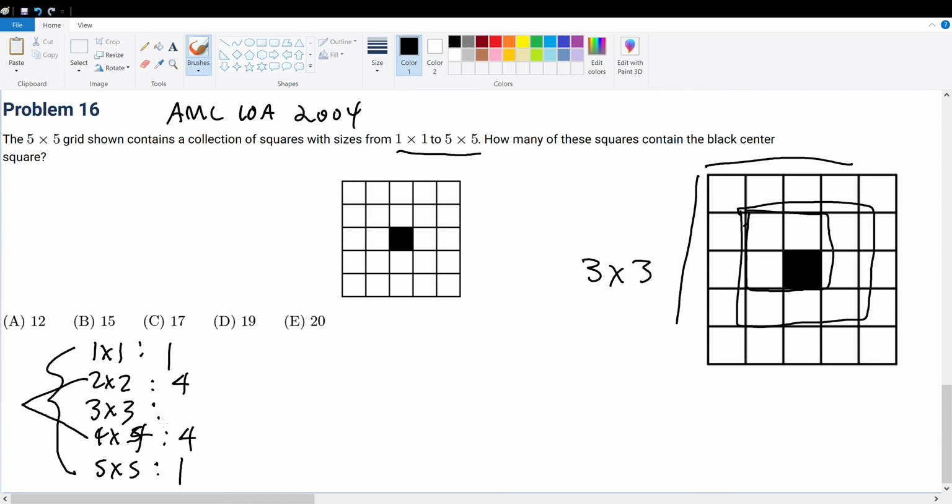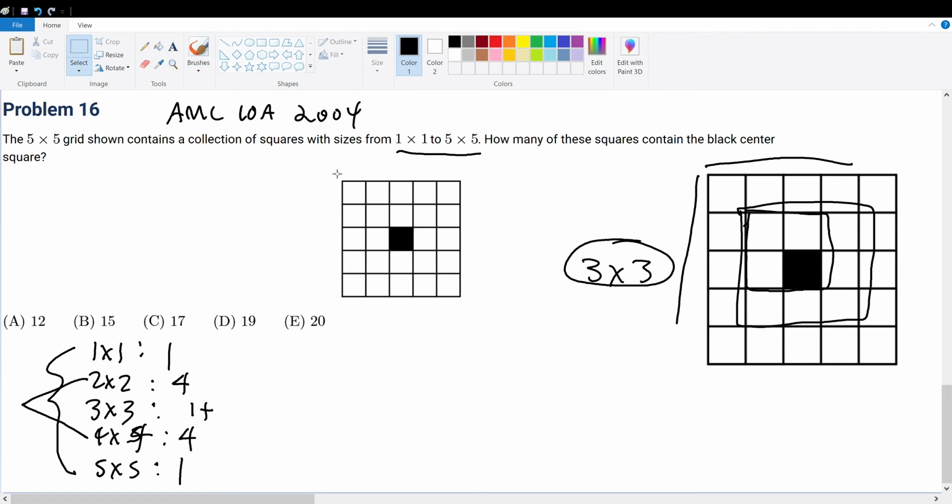Now we're just left with the 3 by 3 squares. We just mentioned previously that there's an inner 3 by 3 square that contains the black center, so it'd be 1 plus the remaining ones. Now, we can see here that there are many 3 by 3 squares that contain it within the outer 5 by 5 square, and all I need to do is count it carefully.